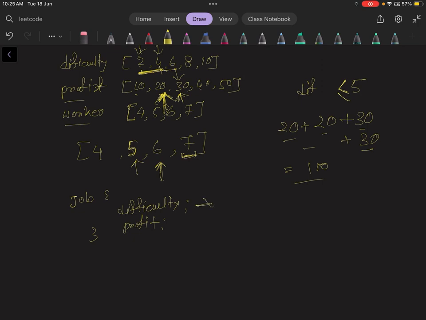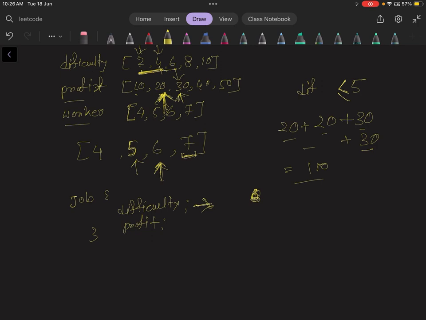Because if it is sorted and the worker has something like 5 or 6, then if the job has a 6, we can check which one gives us the maximum profit before that. That's why we need to sort the jobs based on the difficulty, right?